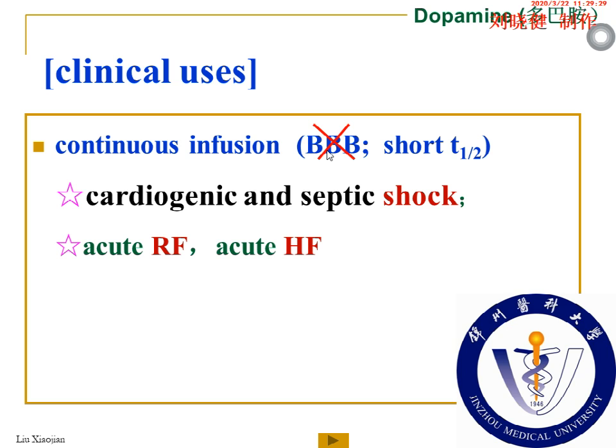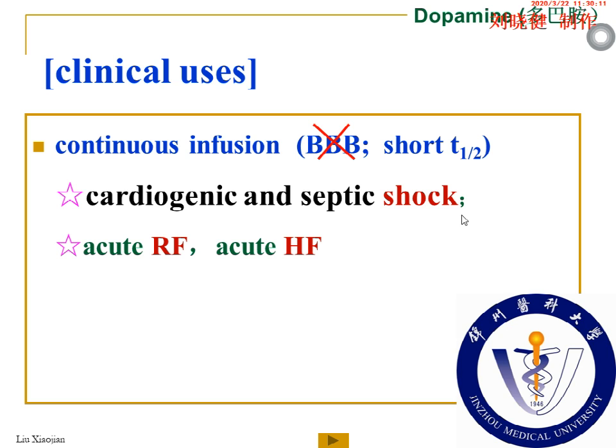So with this effect on the heart and blood vessels, dopamine in clinical practice is very useful and important in the treatment of cardiogenic and septic shock, acute renal failure and acute heart failure. Shock: usually patients with shock have hypotension. Try to maintain enough blood pressure to maintain the blood supply to the tissues. It is really important. Try to avoid the damage caused by ischemia.